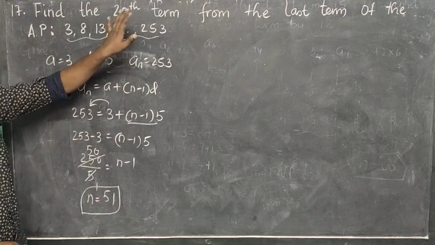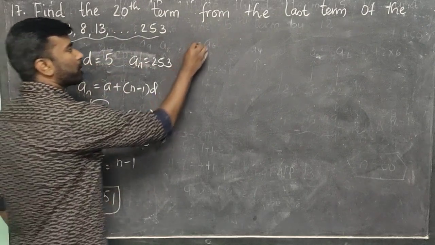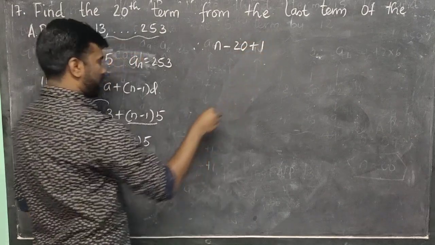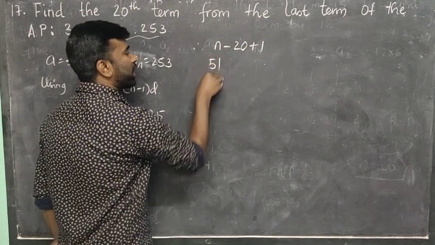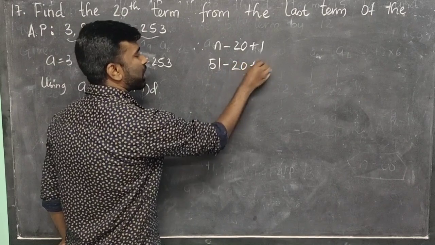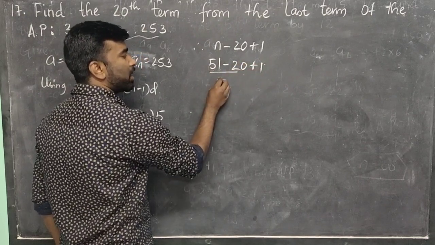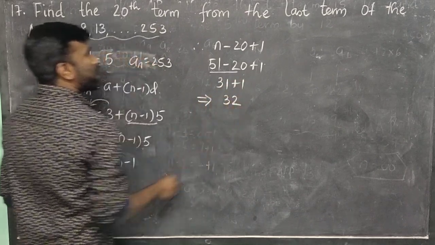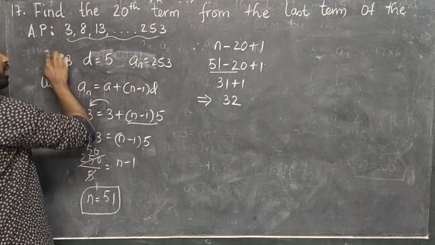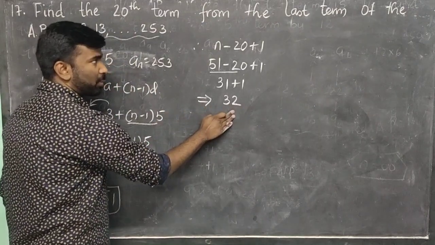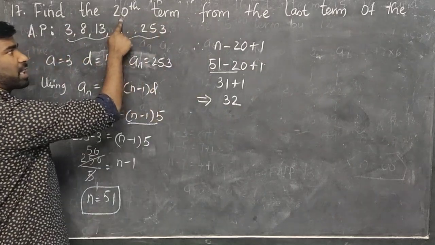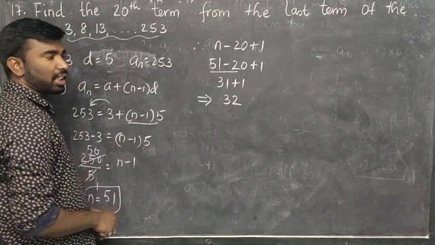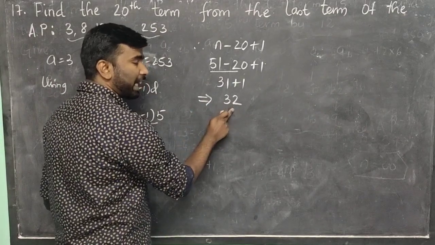Now to find out the 20th term from the last term, what we should do? n minus 20. For that we should add plus 1. The total number of terms is 51 minus 20 plus 1. What we get? 51 minus 20 is 31 plus 1, which is equal to 32. From the last it is the 20th term, from the beginning it is the 32nd term. Understand students? From the last it is the 20th term, but from the beginning if you see, it is the 32nd term. Therefore, we should find out a32.